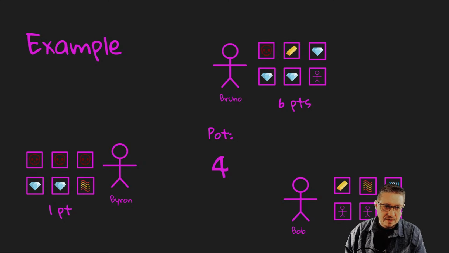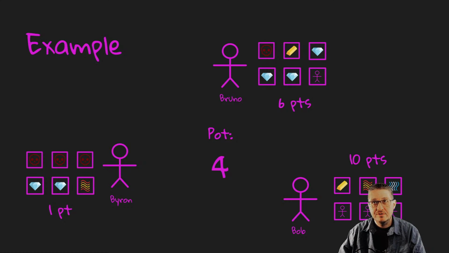Bob's got an ingot, fire and water, so that's 1, plus the fire and water cancel each other out to 0, so we're still at 1. But 3 people, so each person's worth 3. That's a total of 9. 9 plus 1 gives Bob 10 points. And now we go and figure out who's the hook and who's the fish. Byron has the least amount of points, which makes him the fish. Bob has the highest number of points, which makes him the hook.